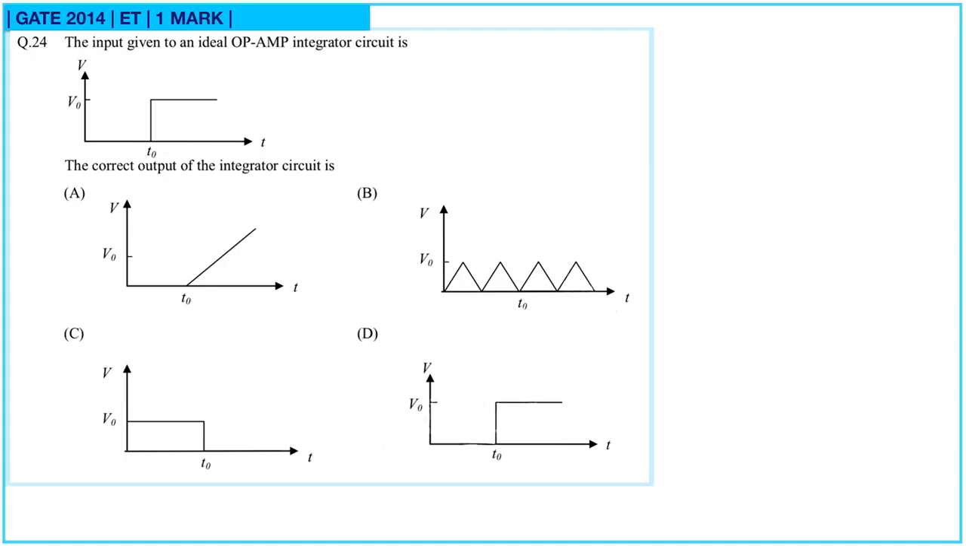Question 24. The given input to an ideal op-amp integrator is, this is the input, and we have to find out its output waveform. Now for an integrator circuit, output VO is given by this equation, VO is equal to 1 upon, if it is given to negative terminal, then it will be positive, Ri Cf, integral from 0 to t of V in dt.